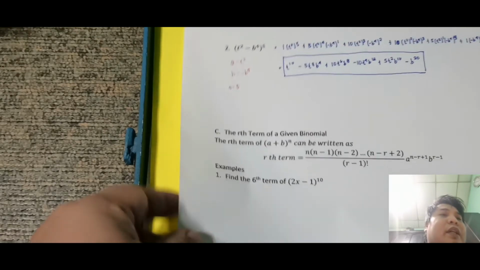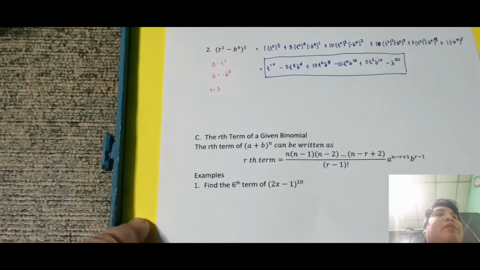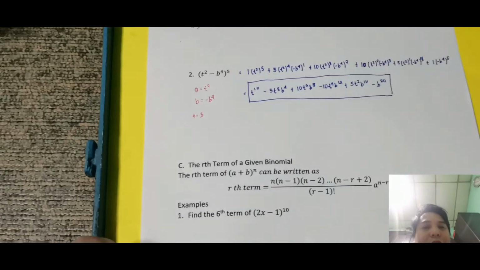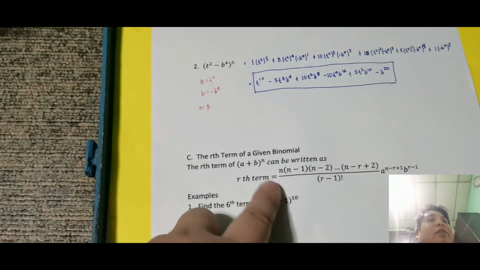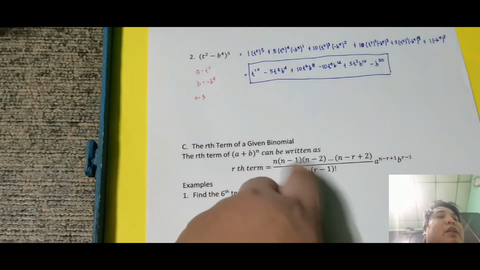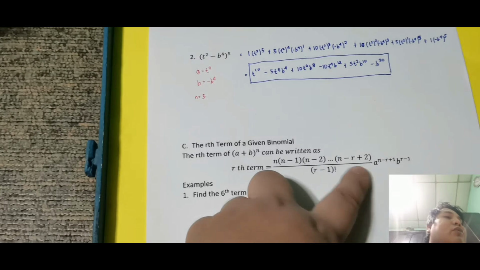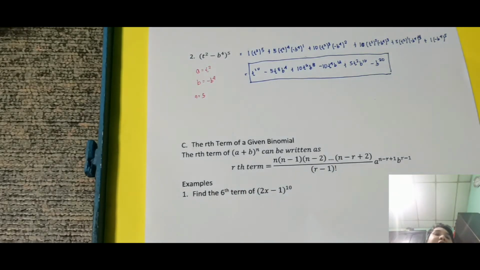Okay, so last para sa topic na to. So the rth term of a given binomial. So meaning, di ba may terms yung binomial natin. So kunwari, in-expand ko siya. So the rth term of a plus b raised to n can be written as, ito yung formula. This rth term is equal to n times n minus 1 times n minus 2 and so on, up to n minus r plus 2. So titigil ka na lang pag na-reach mo yung n minus r plus 2.